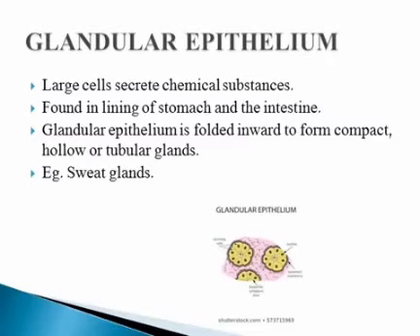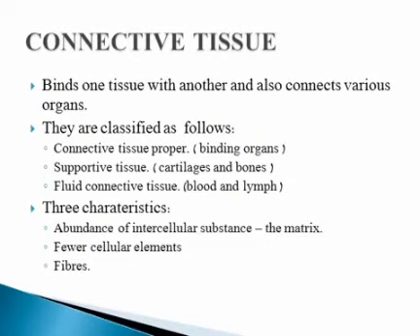So this is all about the epithelial tissue. Epithelial tissue is a thin protective continuous sheet of cells which can be classified as squamous epithelium, stratified epithelium, cuboidal epithelium, and columnar epithelium. Columnar epithelium is further classified as ciliated columnar epithelium and glandular epithelium. Next we are going to see about the connective tissue.